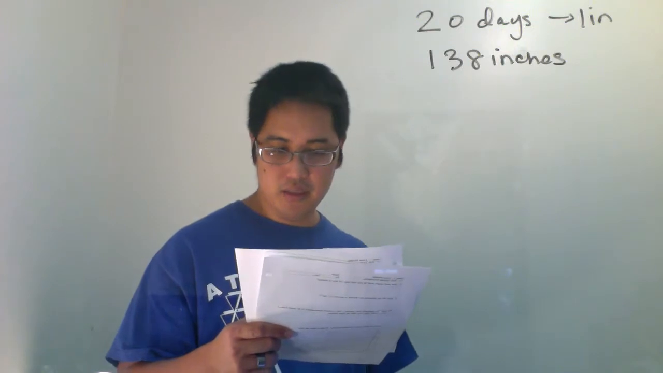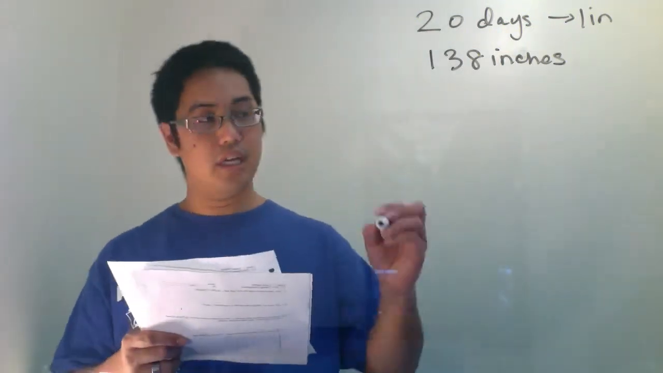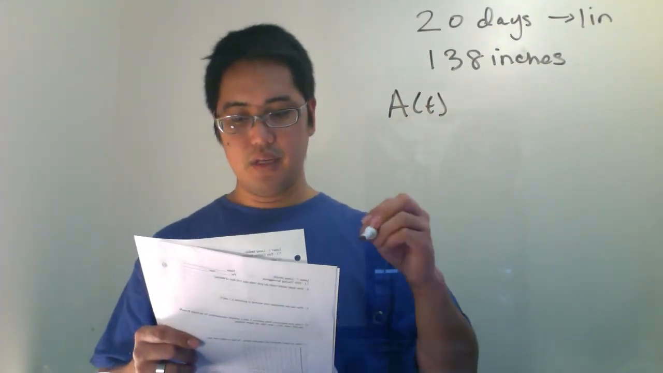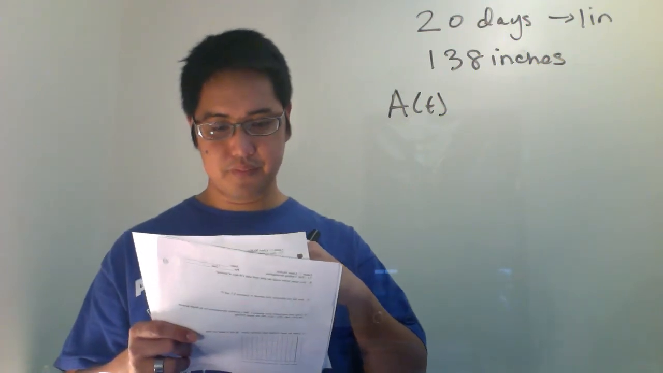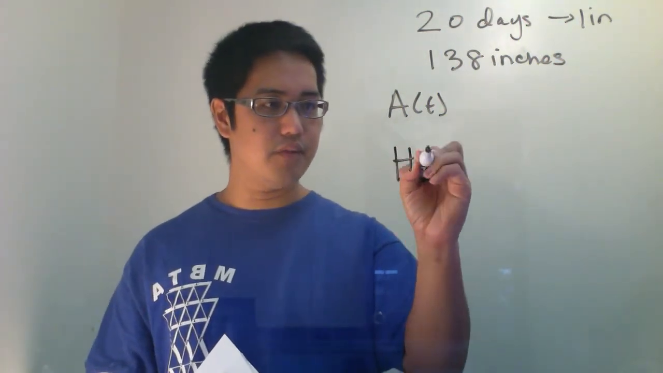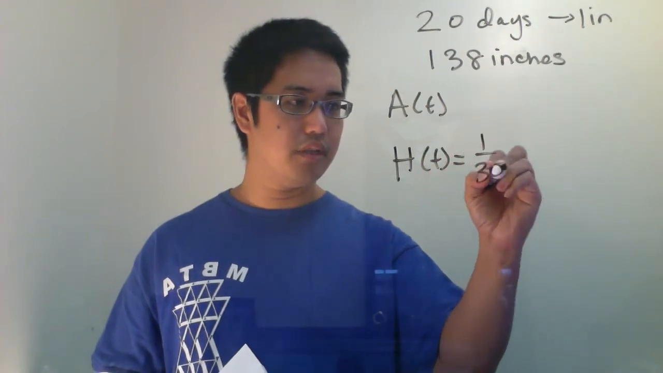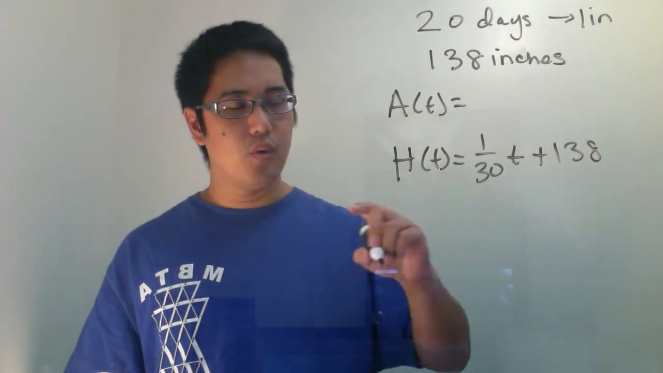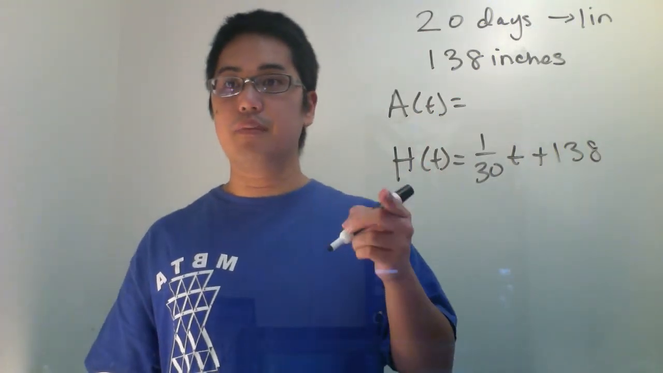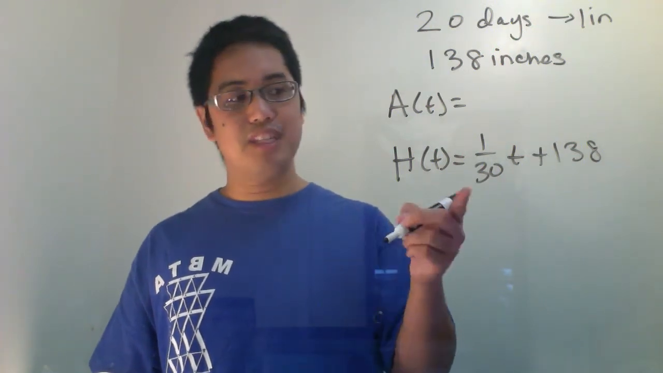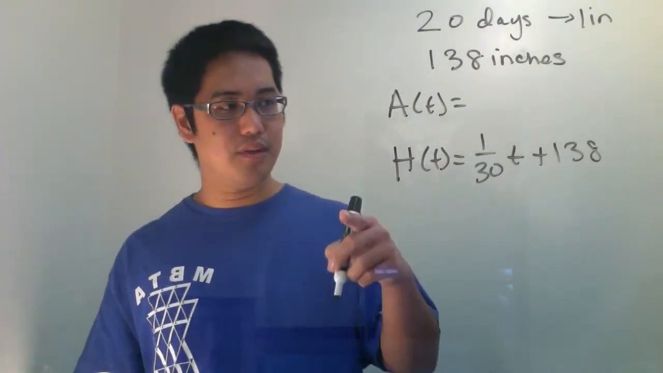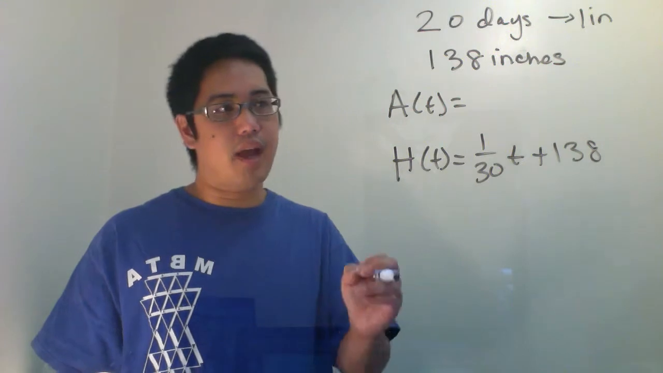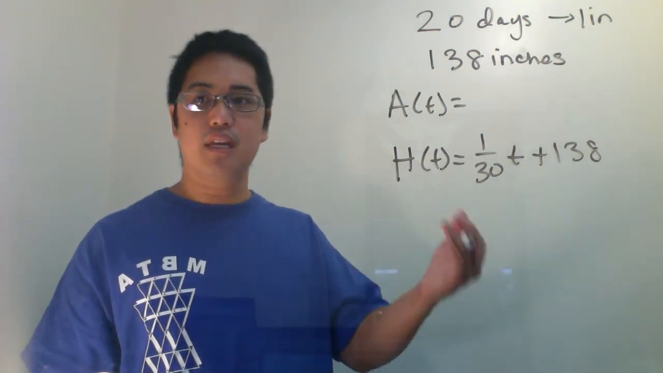All right. The height. What I want to do is I'm going to get another equation, A of t. A of t, and this would be Alex as a function of time. And we need to compare that to h of t, which we solved earlier, which is 1 over 30 t plus 138. All right. Alex's equation would be the same as this equation. Alex's equations are not the same, but it would be similar. The question is, what parts of Alex's equation do I need to change to make it represent her?